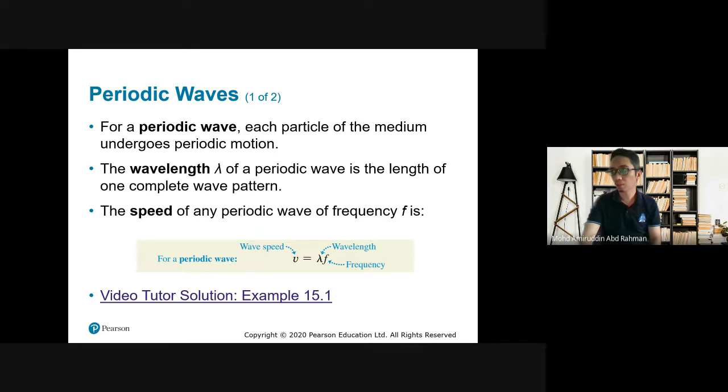We also have a periodic wave. When it is a periodic wave, we mention that the wave has a period. To solve that, we use the equation v = λf. I believe you have learned about this: v = λf, where v is the speed of the wave, λ is the wavelength, and f is the frequency.